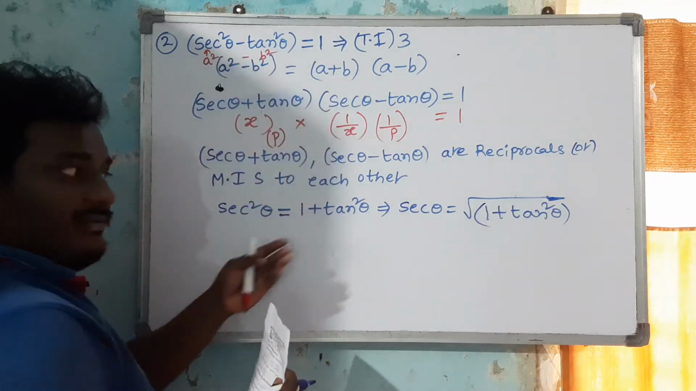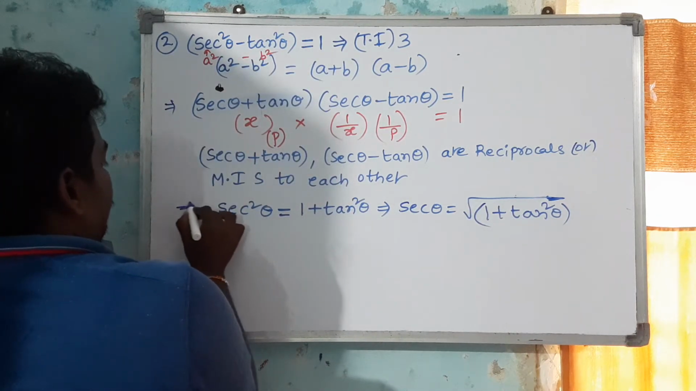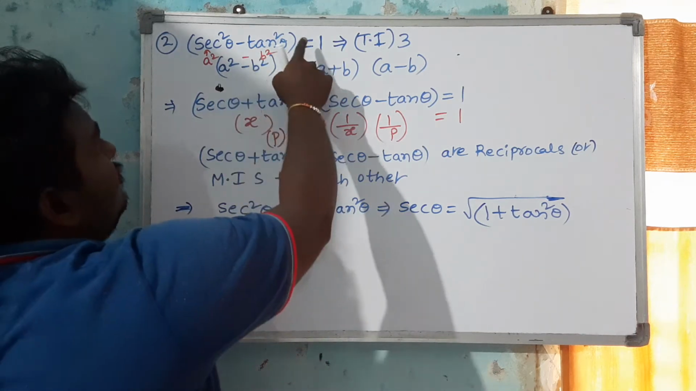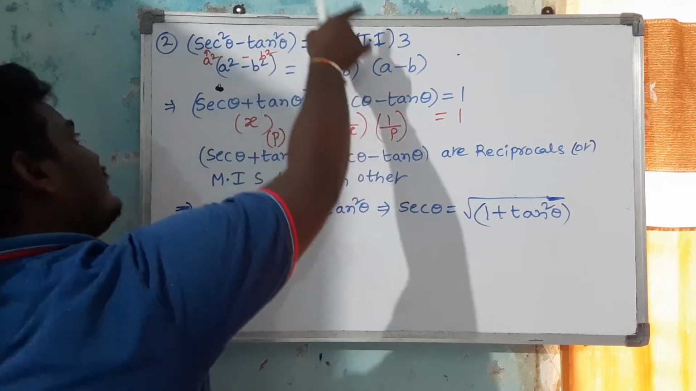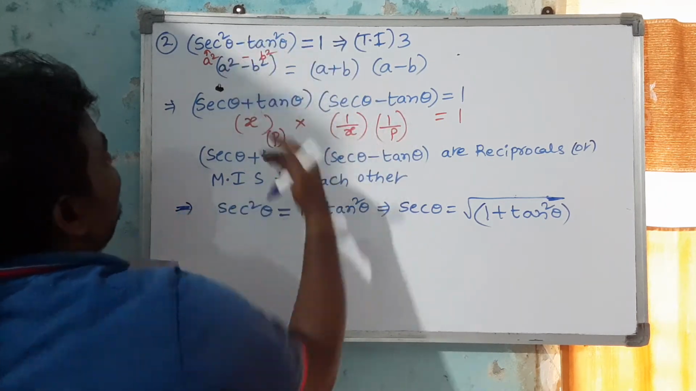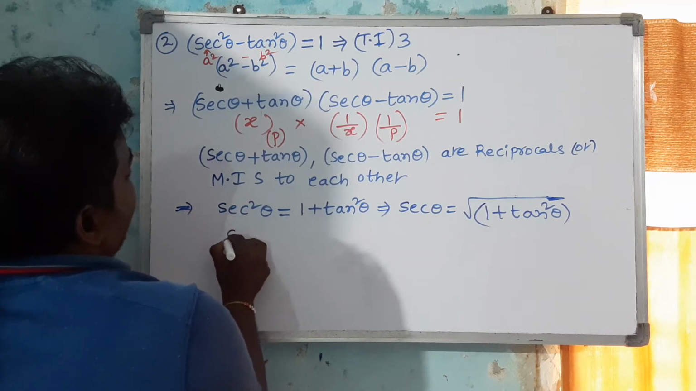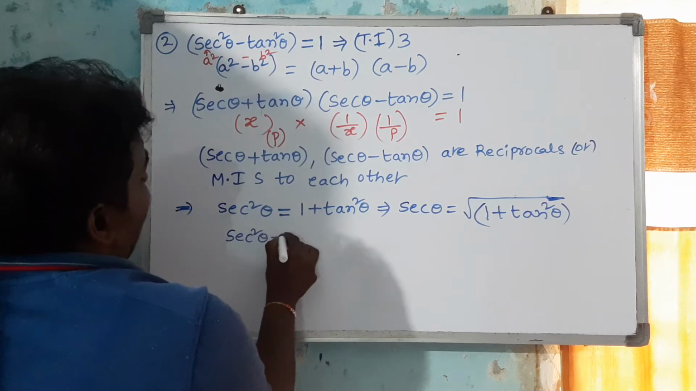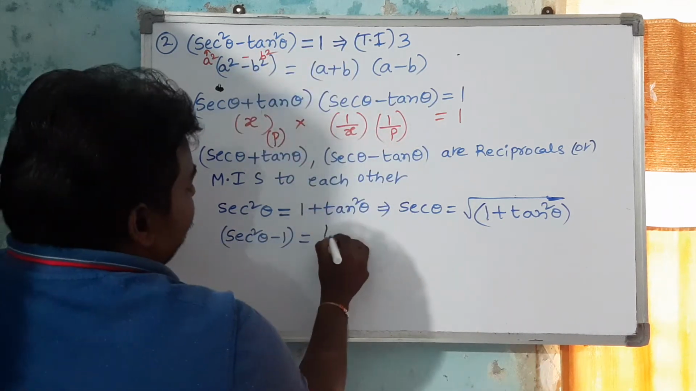Yes, this is one output. Next, if you move this tan square theta to that side, and 1 to this side, then secant square theta minus 1 equals tan square theta.